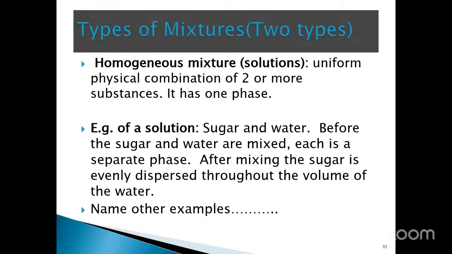Can anybody tell me another example of a homogeneous mixture from your everyday interactions with life? Any other examples you can think of, homogeneous mixture? And you guys out there in Zoom, feel free to chip in with your responses. Homogeneous mixtures, come on, think about it.